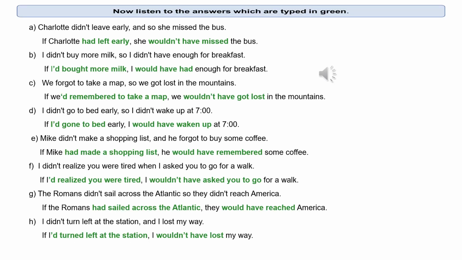A. Charlotte didn't leave early, and so she missed the bus. If Charlotte had left early, she wouldn't have missed the bus. I didn't buy more milk, so I didn't have enough for breakfast. If I'd bought more milk, I would have had enough for breakfast. We forgot to take a map, so we got lost in the mountains. If we'd remembered to take a map, we wouldn't have got lost in the mountains.